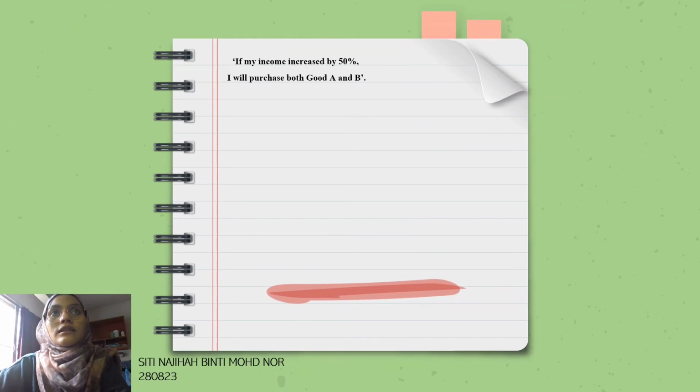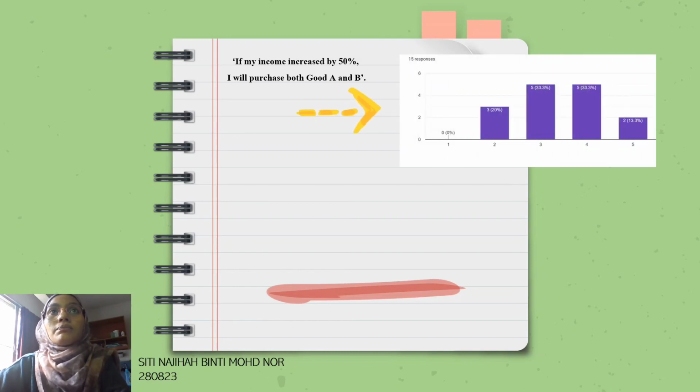So the last one: if my income increased by 50%, I will purchase both good A and good B. Based on the survey, most of the respondents agreed to purchase both good A and good B if their income increased by 50%. We want to know how the consumer will respond in their purchases of a product when their money income changes, while the prices of items vary and their wants and preferences stay the same. This reaction of the consumer is demonstrated by the income factor.